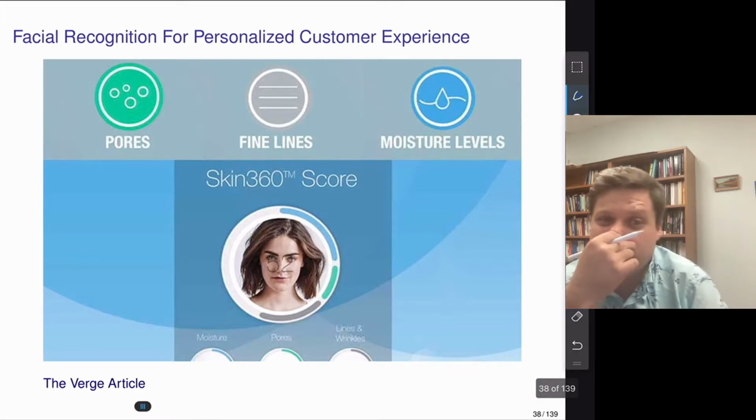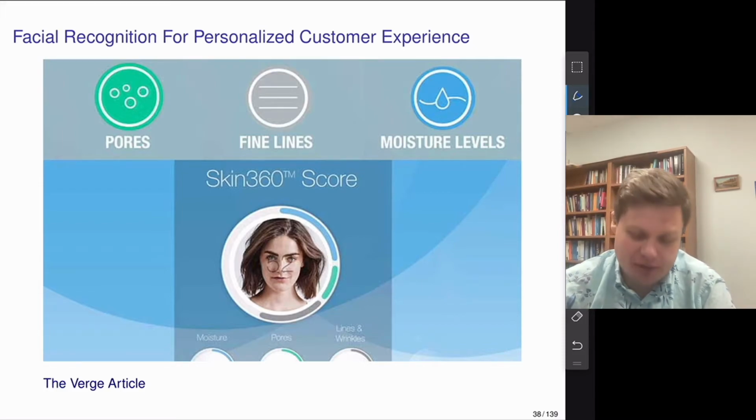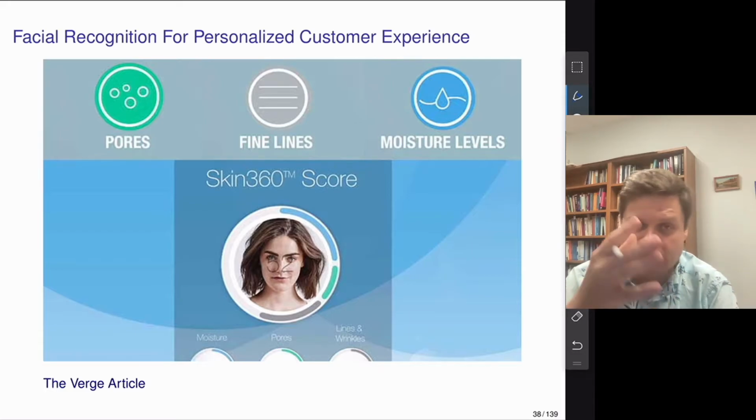Another example for cosmetics, again, analysis of your image to try to tell what the quality of the skin on your image is, the moisture level, and the pores.